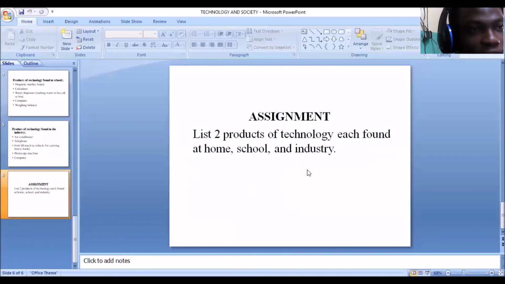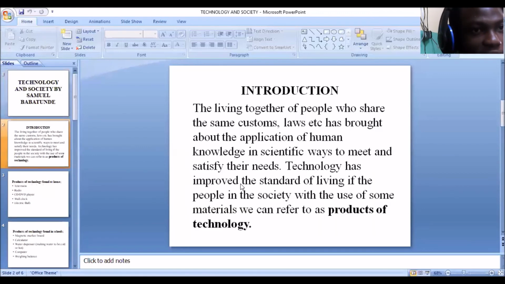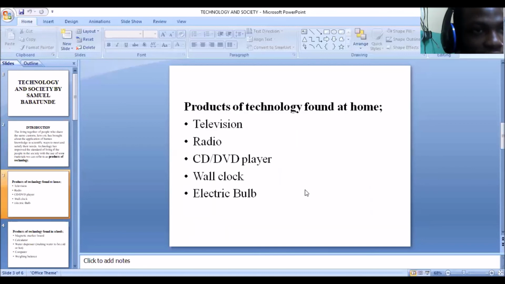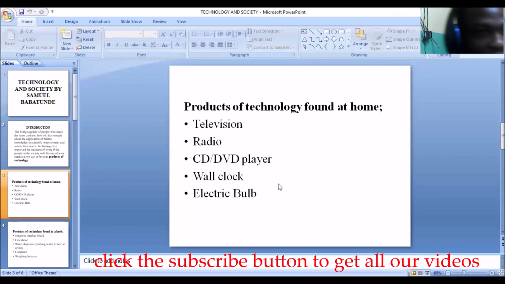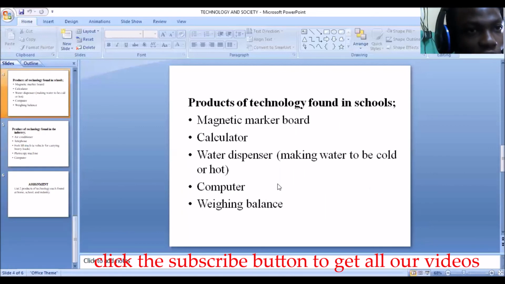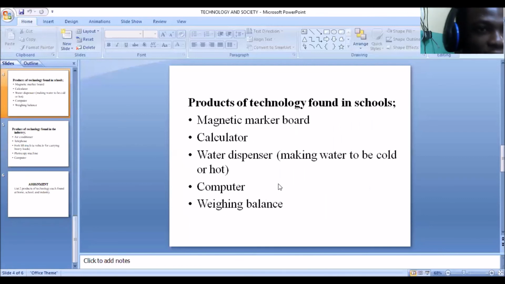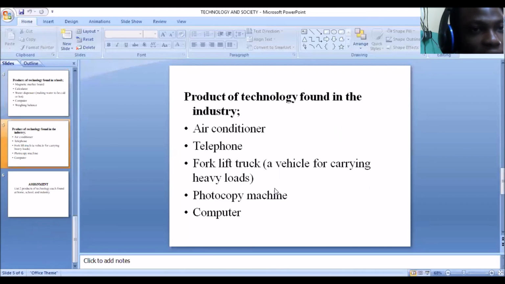So let's just do a brief recap. We talked about technology and society, how important this technology is to humans, how it has helped us, how it has made our life more comfortable. And we say technology has done this via materials we call the products of technology. And we mentioned the products of technology found at home. We say the television, the radio, the CD player, the wall clock, electric bulb. Those found at school, we say the magnetic marker board, calculator, water dispenser, computer, weighing balance. And then those found in the industry, we say the air conditioner, telephone, forklift truck, photocopy machines, and computer.